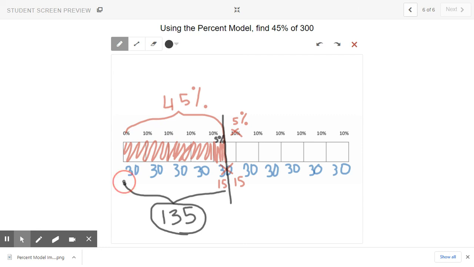So to find 45%, we're going to add the 4 30s plus the 15, and that equals 135. Feel free to try any of these problems again.